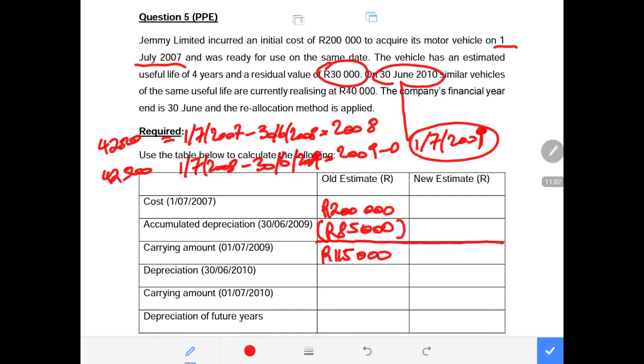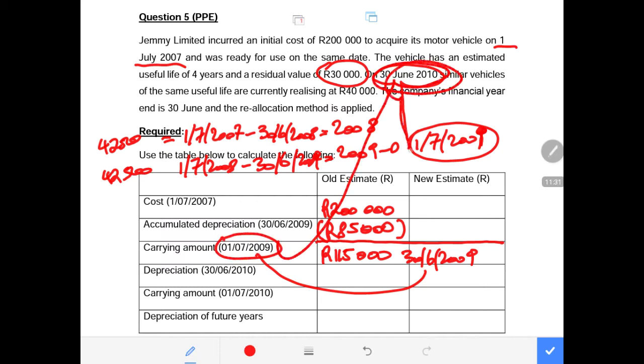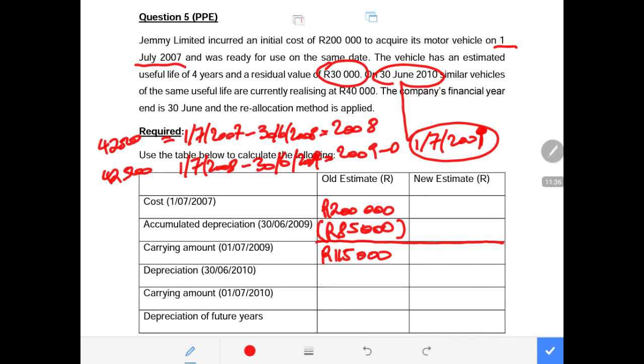Even if you say 30 June 2009, it does not matter for me because the closing balance is the opening balance. So now the carrying amount at 30th of June 2009 is the carrying amount at the beginning of July 2009. Remember, beginning of July 2009 is the date in which there was a change in estimate, which was brought to the beginning of the year, not at the end of the year. We always change the date to be the beginning of the year because we assume that this must have been the case at the beginning of the year.